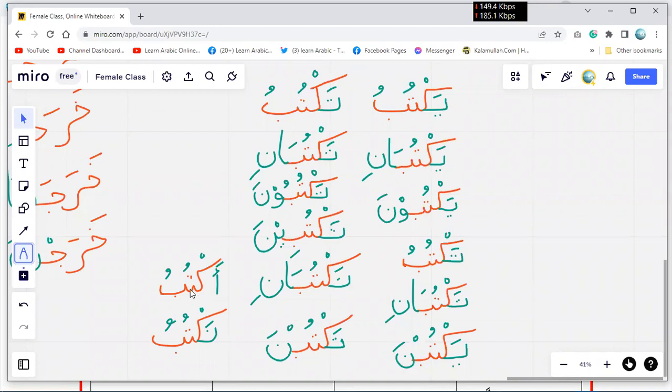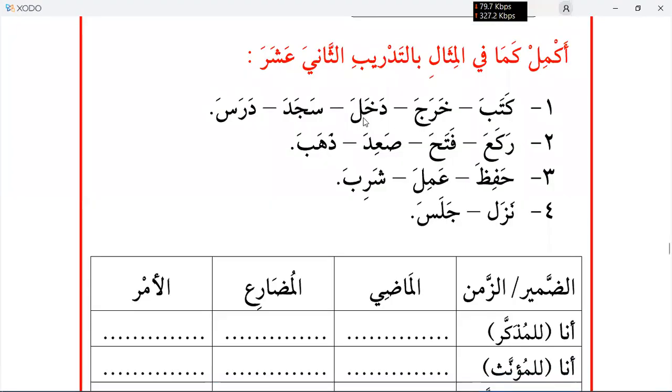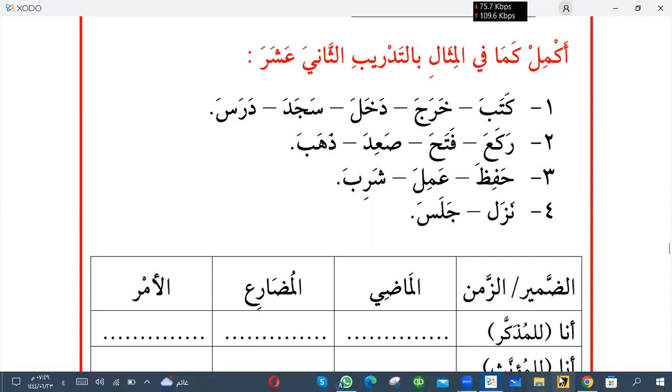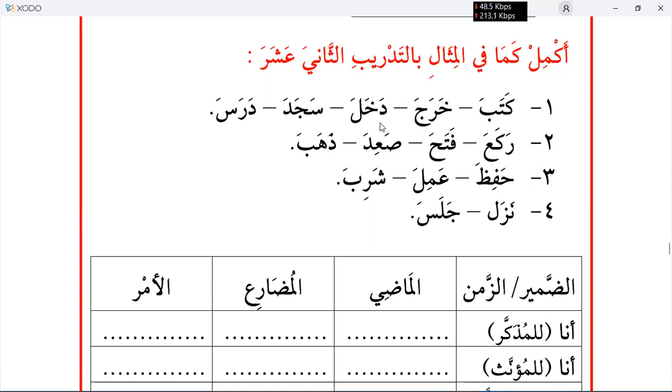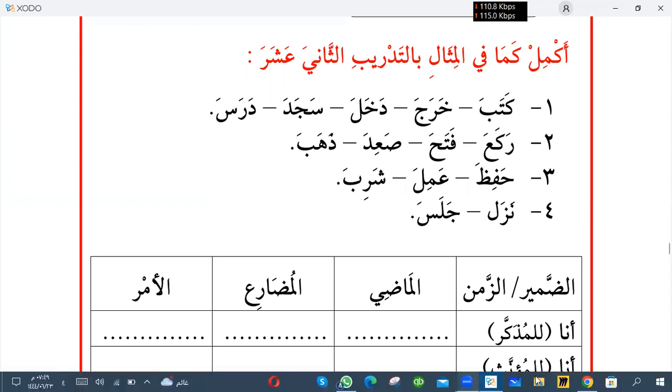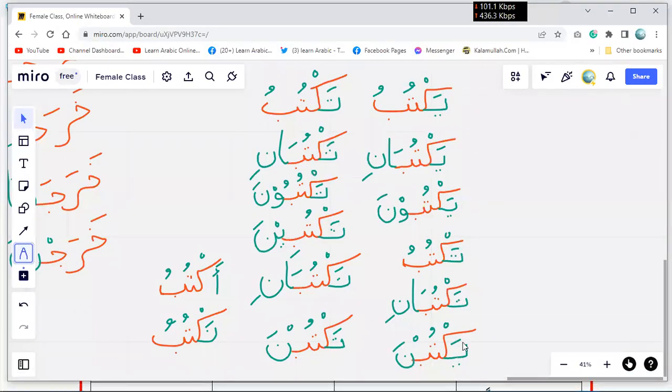Okay. Next student we have is Miss Mariam. Yes, sir. What is dakhala? Sir, enter. He entered. What is the muzari? Yadkhulu. They dual masculine enter, yadkhulani. They plural masculine enter, yadkhuluna. She enters, tadkhulu. They dual feminine enter, tadkhulani. They plural females enter, yadkhulna. Okay, sir.